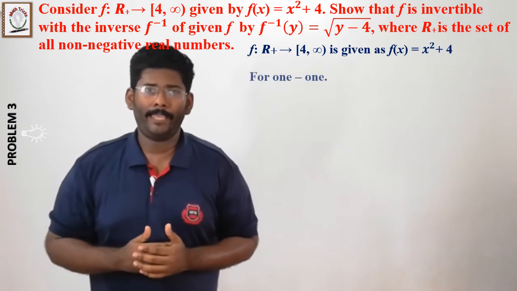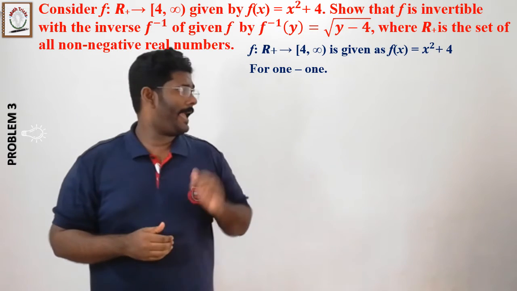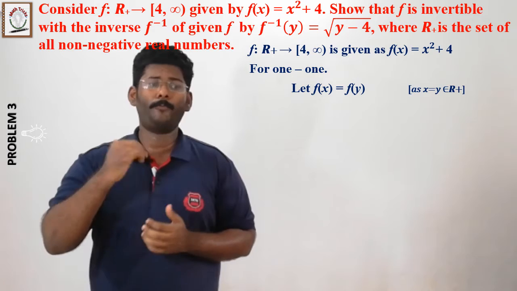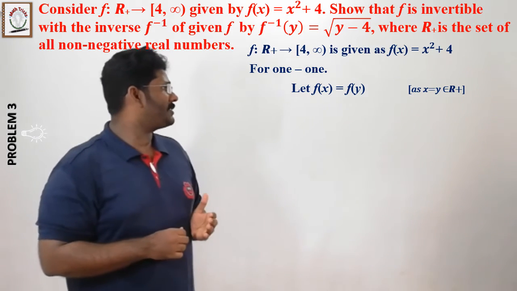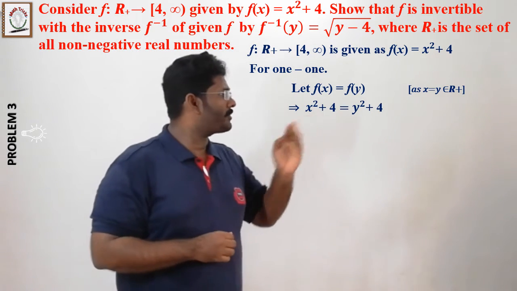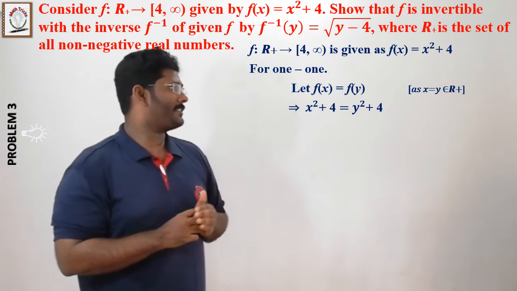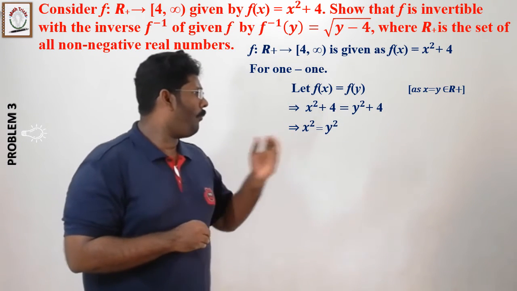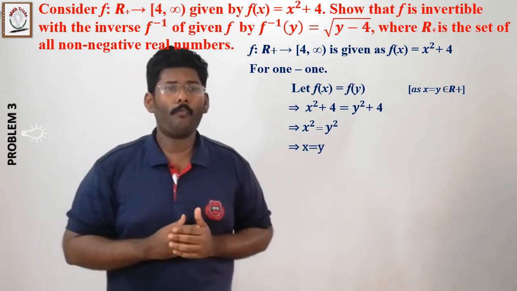For that we are taking any two arbitrary elements x, y. Then f of x is equal to f of y, which means that x square plus 4 is equal to y square plus 4. That is, x square is equal to y square, which means that x is equal to y. So the given function is one-one.